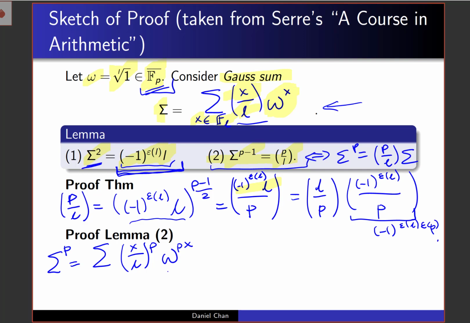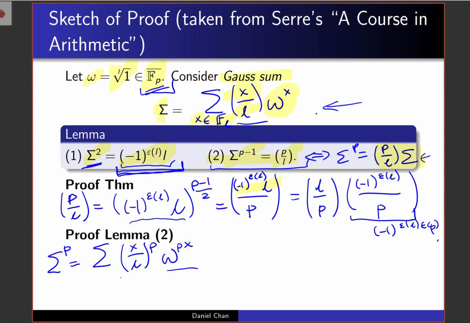Okay, and note that this is still an lth root of unity, because you've just taken some power of an lth root of unity. So that suggests that it could be related back to itself. You want to show that it's equal to this expression over here, this Legendre symbol p over L times sigma. Okay, so let's just see what's going on here.